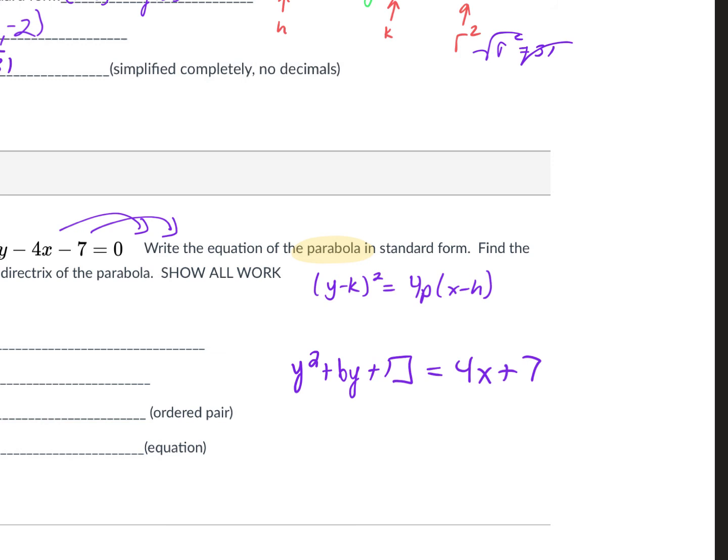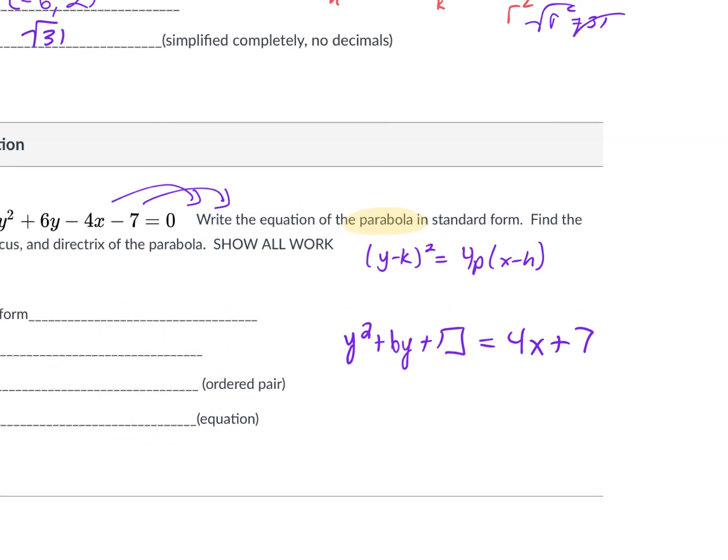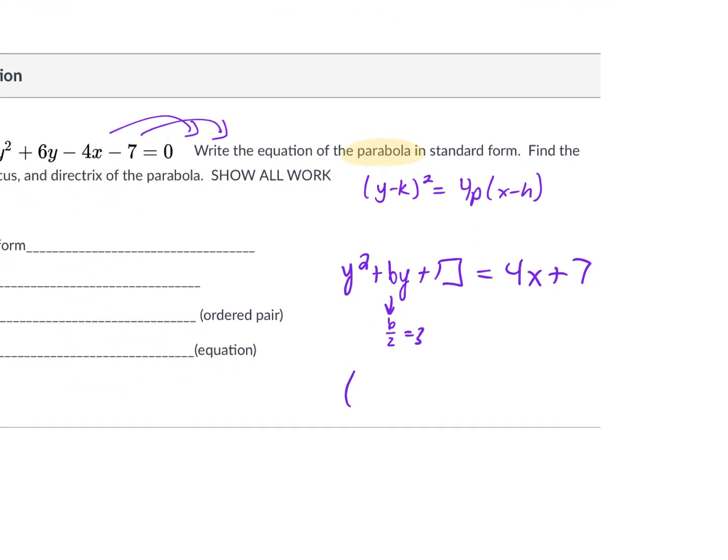Anybody? All right, so if we complete the square, we're going to take 6 divided by 2, and I get 3. So my binomial here is y minus 3 quantity squared equals 4p times, well, what do we have over here? If I square 3, it becomes 9. What I do to one side, I do to the other, so add 9. So I have 4x plus 16. Well, now what?